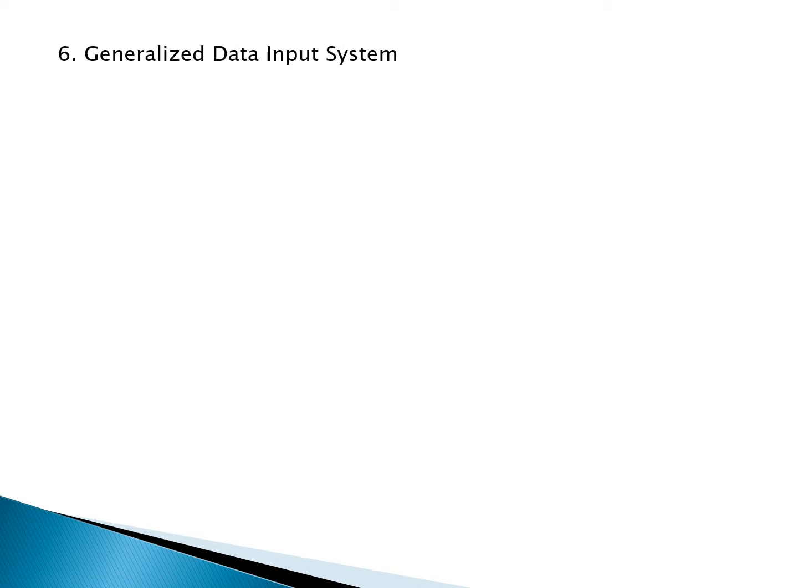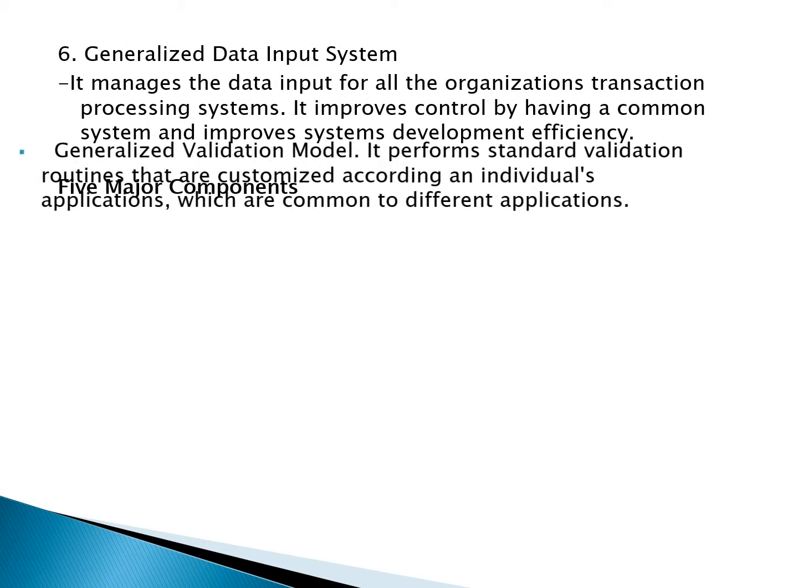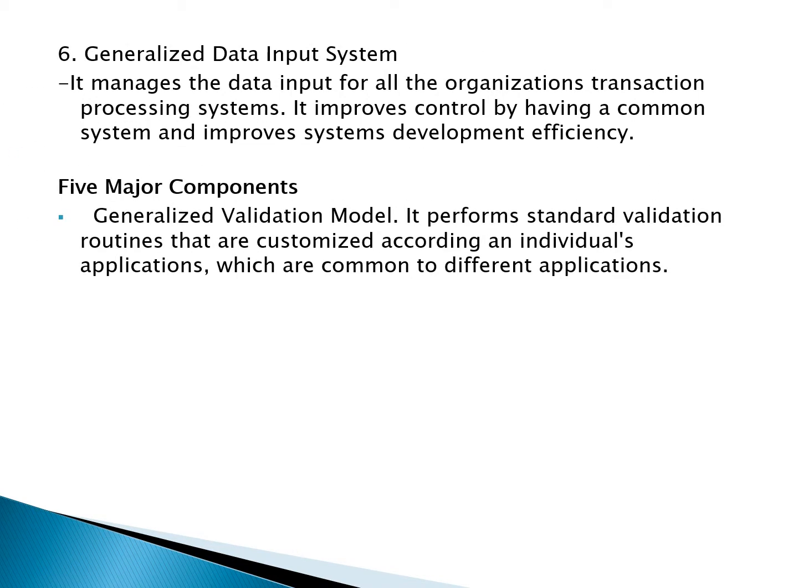Lastly is the generalized data input system. It manages the data input for all the organization's transaction processing systems. It improves control by having a common system and improves system development efficiency. It has five major components. First, the generalized validation module. It performs standard validation routines that are common to different applications and customized according to individual applications.